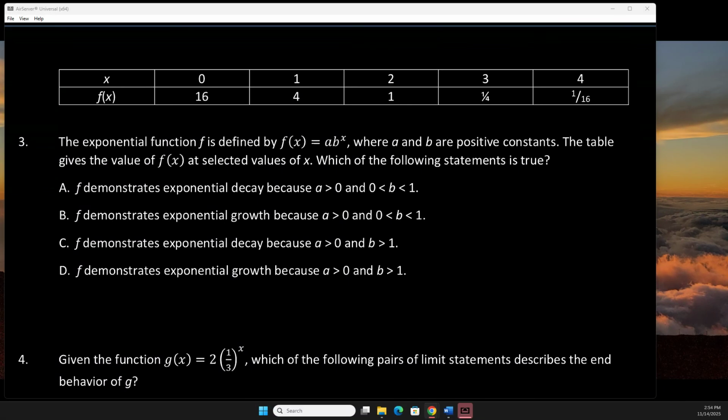So we can do that by finding b, by taking one term and dividing the previous term from it, which is going to be 1/4. And so this is going to be decay because a is greater than 0 and b is between 0 and 1. Now, if we were multiplying by something greater than 1, then it would be exponential growth, if that was the case, but it's not. All right, let's look at the next one.